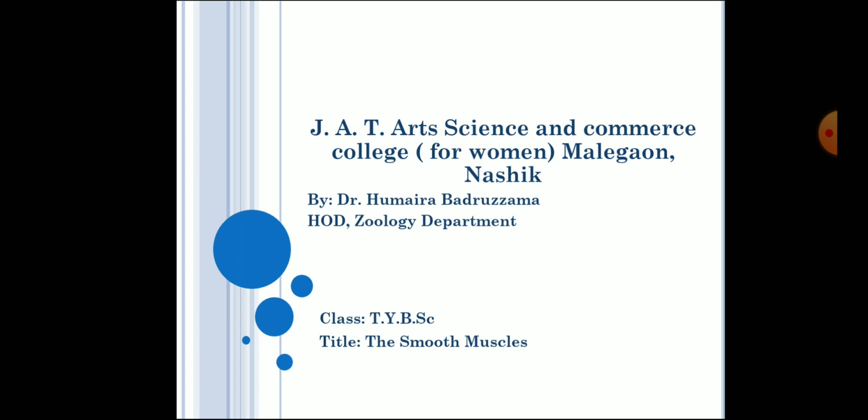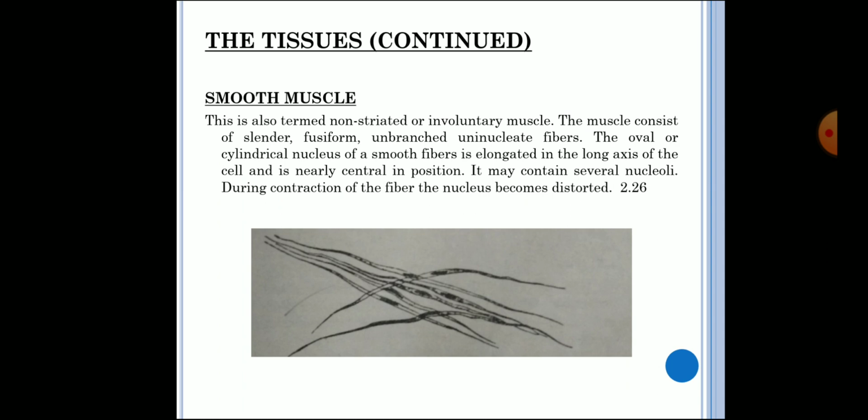So, today we will study about the smooth muscle fiber or smooth muscles. This is also termed non-striated or involuntary muscle. It arises from the mesenchyme.